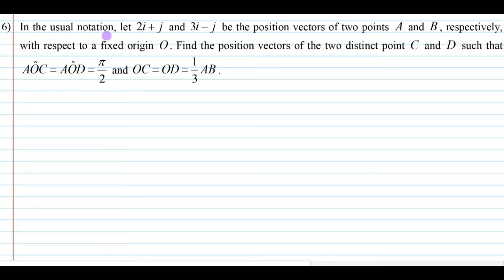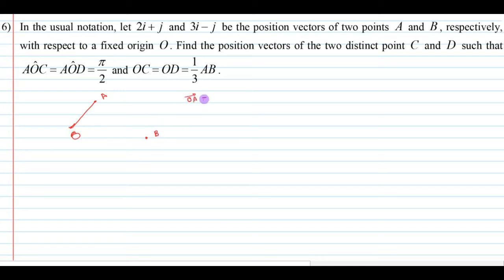In the usual notation, let 2i plus j and 3i minus j be the Gaussian vectors of 2 points A and B respectively. With respect to a fixed origin O, find the Gaussian vectors of the two distinct points C and D such that angle AOC equals angle AOD equals π/2 and OC equals OD equals 1/3 AB.